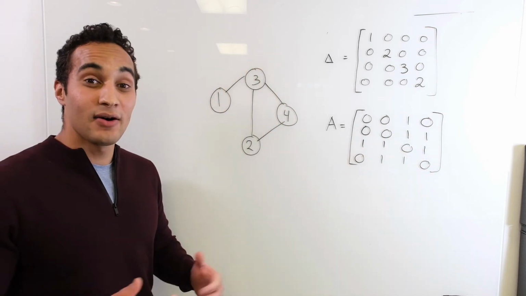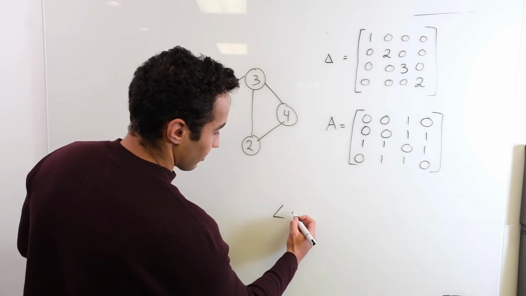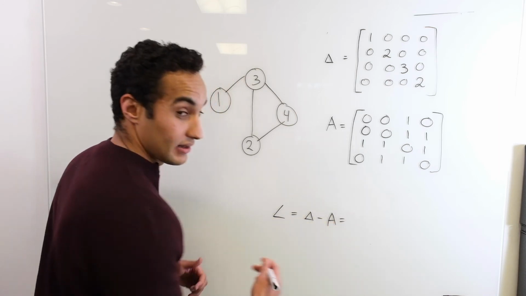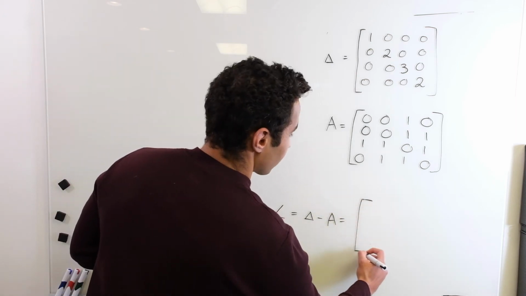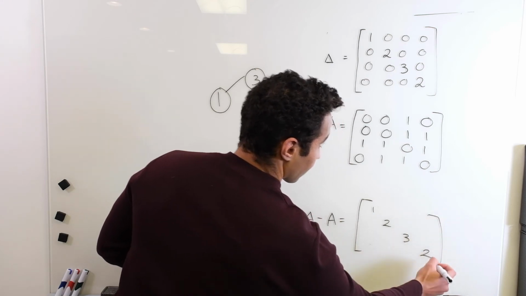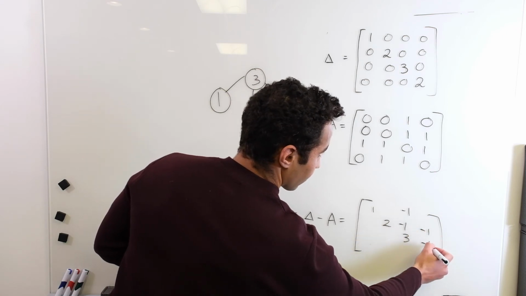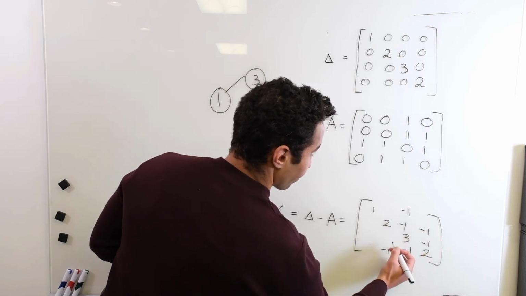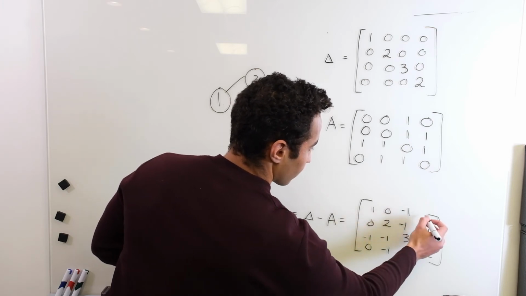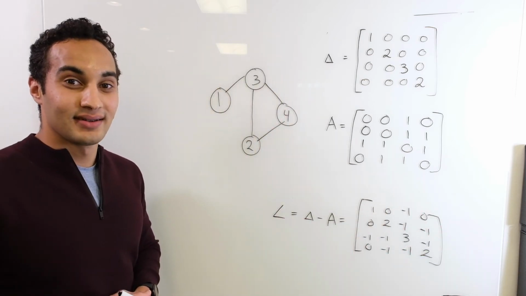Okay. And now we want to compute the Laplacian. Let's use the equation that we know, which is the degree matrix minus the adjacency matrix. And this gives us the following. Let's start by filling the diagonal. And then we'll put the negative ones. And then the rest is zeros. And this is it. This is how you compute the Laplacian of a graph.